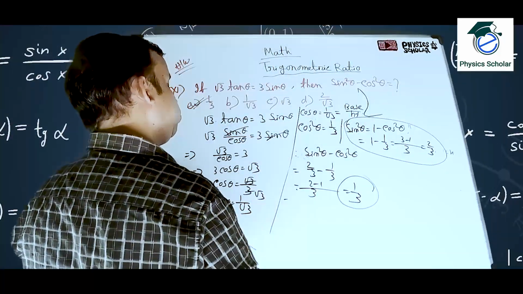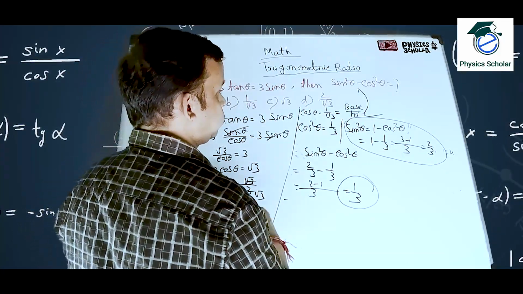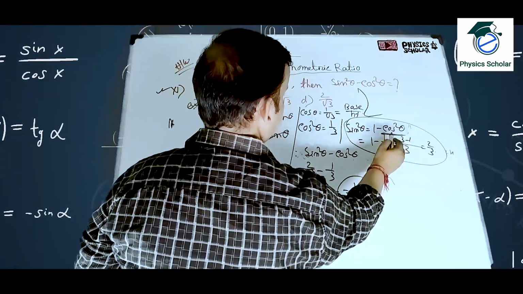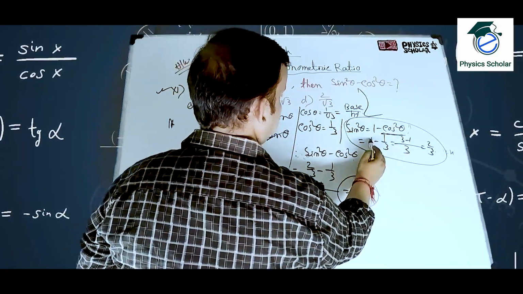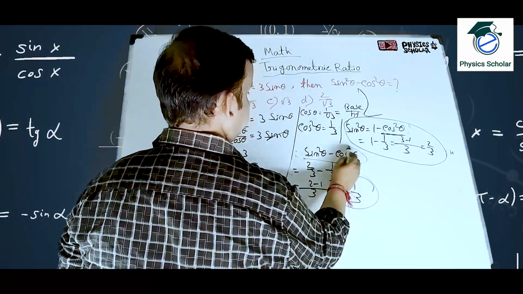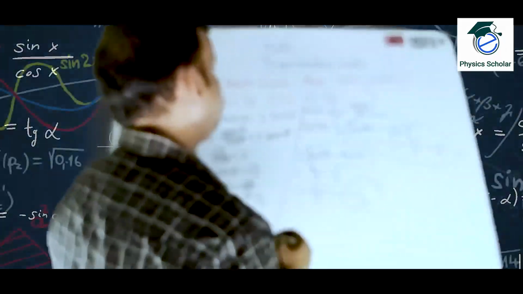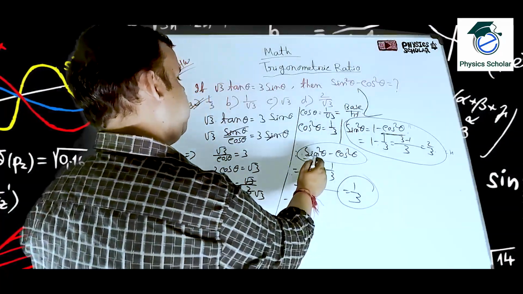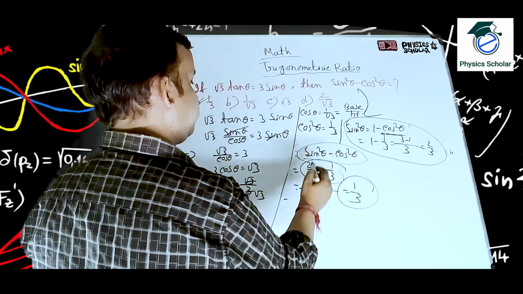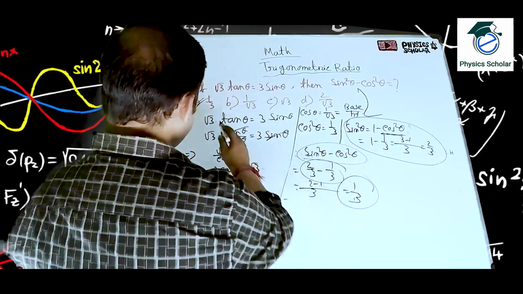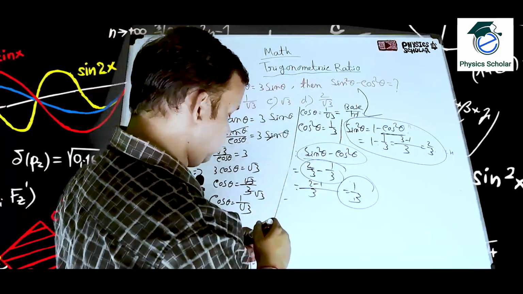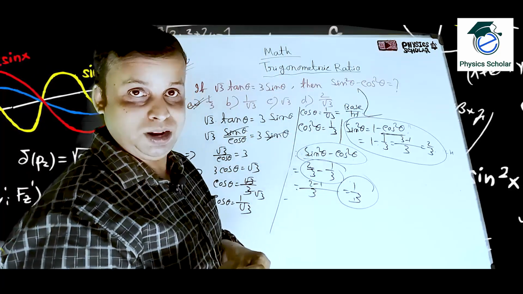Sin square theta plus cos square theta is equal to 1. So sin square theta is equal to 1 minus cos square theta. We are putting the value of cos square theta, 1 by 3. 1 minus 1 by 3 means 2 by 3, and then we are getting the value of sin square theta. Then, putting the values of sin square theta and cos square theta in sin square theta minus cos square theta, we are getting 1 by 3. So this way also you can find out the value of sin square theta by using the formula.